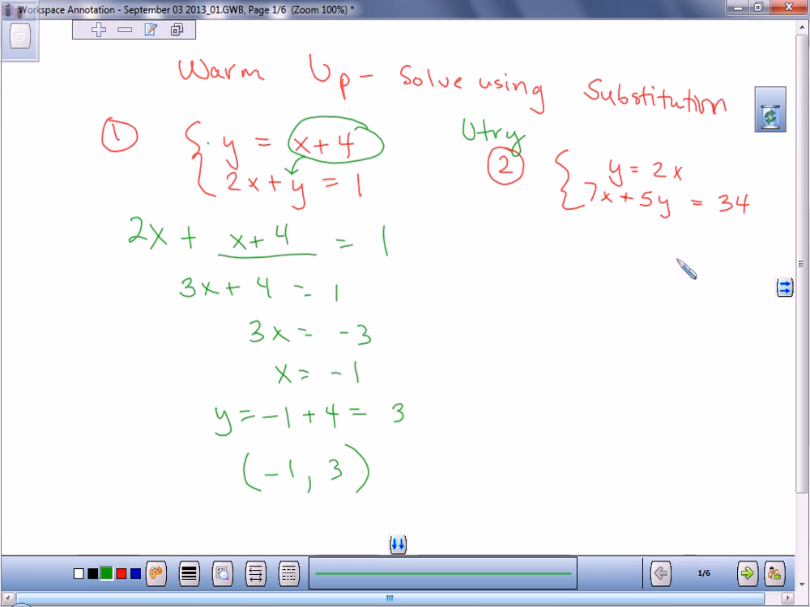But the problem is, am I going to always give you these beautiful, nice little whole number answers? No, I'm not. Sometimes your answer is going to be like 7.125, comma, negative 37.34.